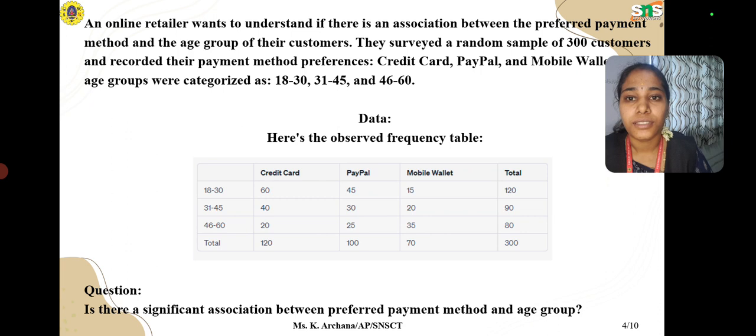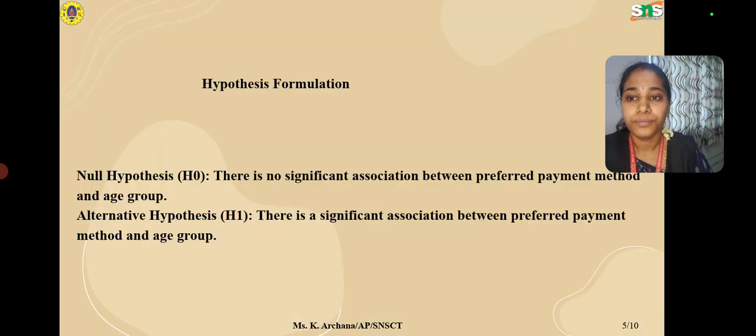Next we move to hypothesis formulation. In this, the null hypothesis means no, as we discussed earlier. The null hypothesis: there is no significant association between preferred payment method and the age group. The alternate hypothesis: there is a significant association between the preferred payment method and the age group.